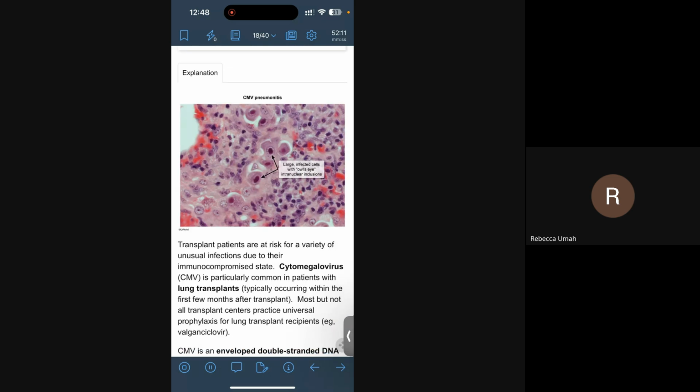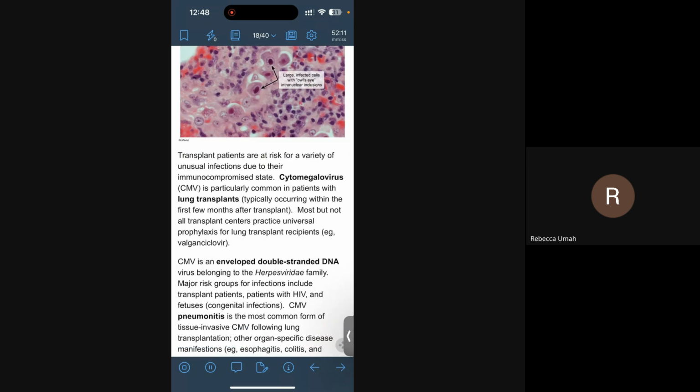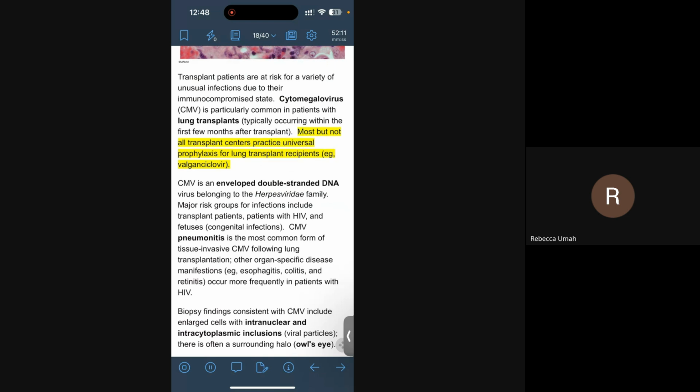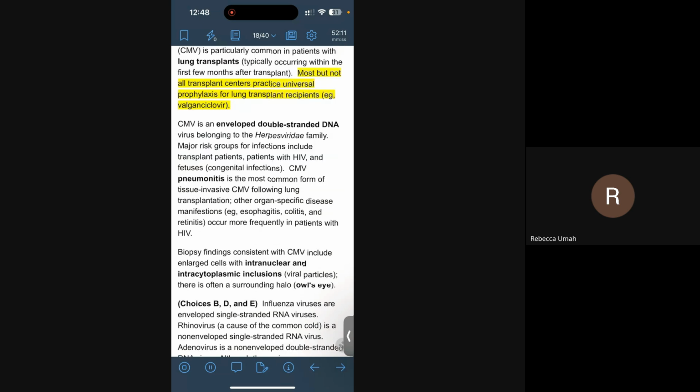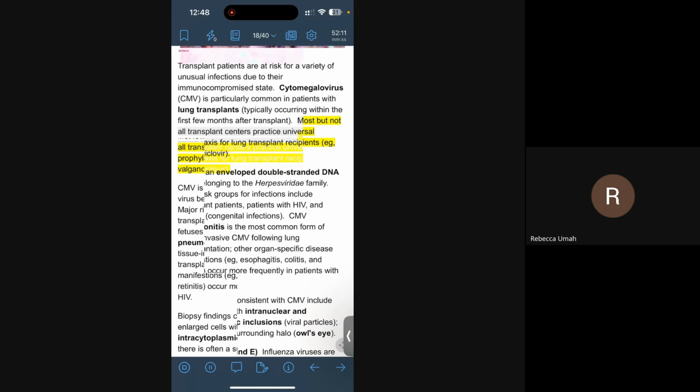Most but not all transplant centers practice universal prophylaxis for lung transplant patients. There is a question in Step 2 where they ask which prophylaxis we give in a lung transplant patient, and the answer is valganciclovir for CMV. Okay, let's move on to the next one.